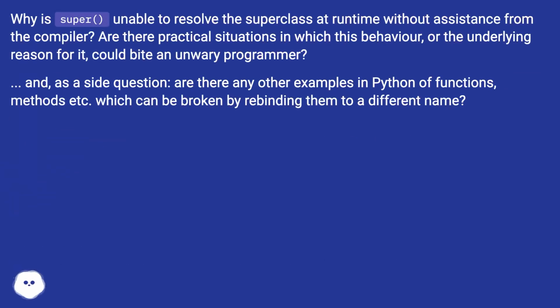Why is super unable to resolve the superclass at runtime without assistance from the compiler? Are there practical situations in which this behavior, or the underlying reason for it, could bite an unwary programmer? And, as a side question, are there any other examples in Python of functions, methods etc. which can be broken by rebinding them to a different name?